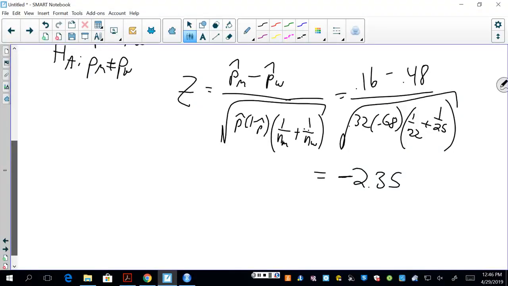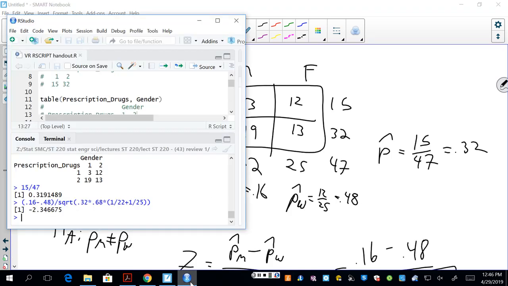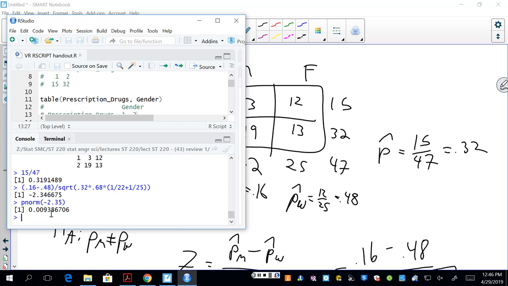As a z-value, what's the probability that a standard normal is less than negative 2.35? It's pretty small, right? So it's going to be less than 5%, less than 2.5%. The chance that a standard normal is less than negative 2.35 is about 0.009.